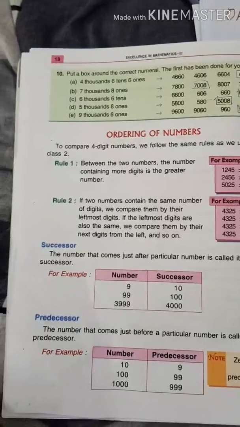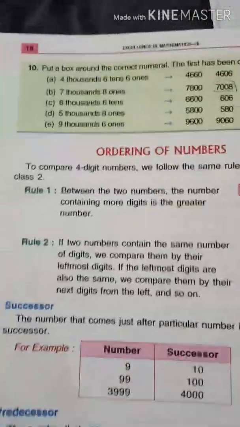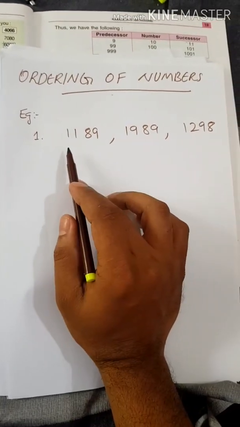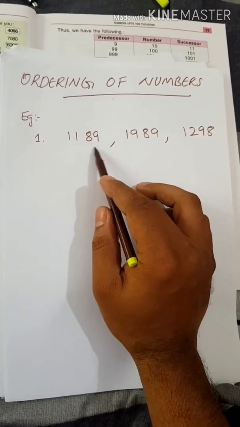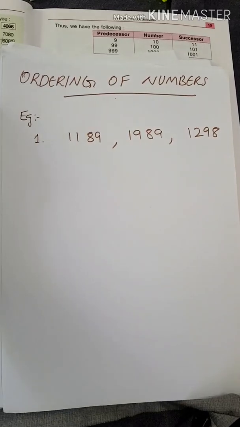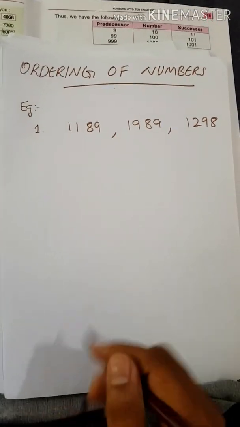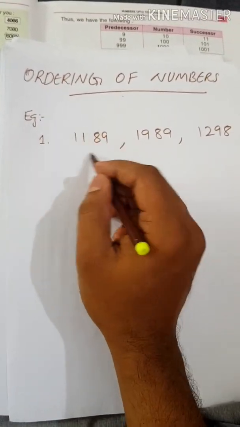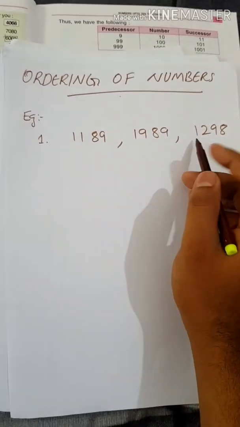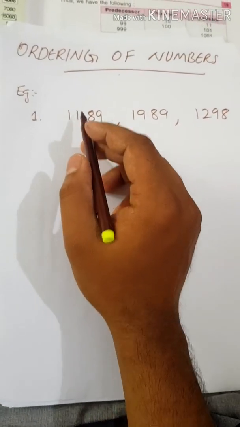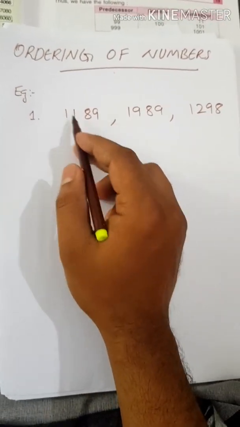Okay, let's start. Students, ordering of numbers. Let us take three numbers: first number 1189, second number 1989, and third one 1298. Students, you can see these are 4 digit numbers. What are digits? Digits are the parts of a number. Here you can see all the digits in the thousands place are 1.